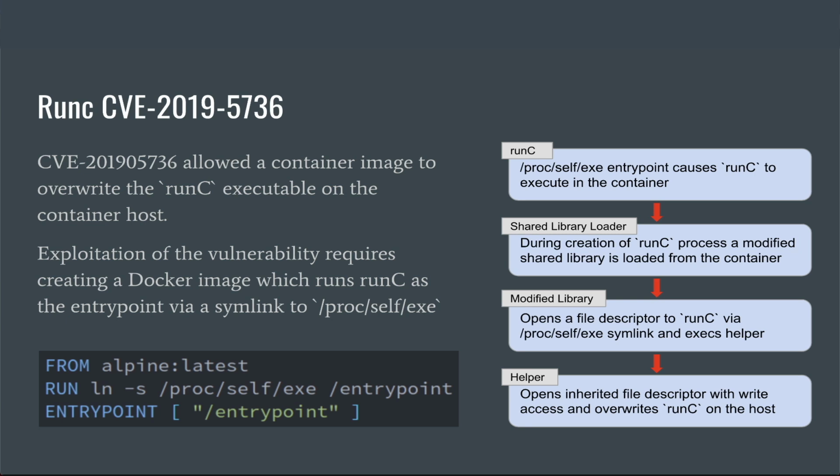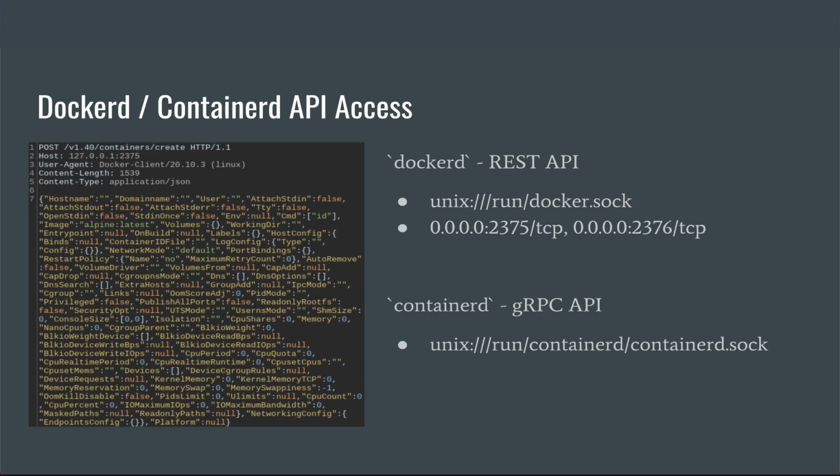This is used to load a modified shared library, and when it is loaded, it opens a file descriptor to Runc via the /proc/self/exe symlink and starts a child helper process which inherits the file descriptor. Finally, the helper process opens the inherited file descriptor with write access, allowing it to overwrite the Runc binary on the container host.